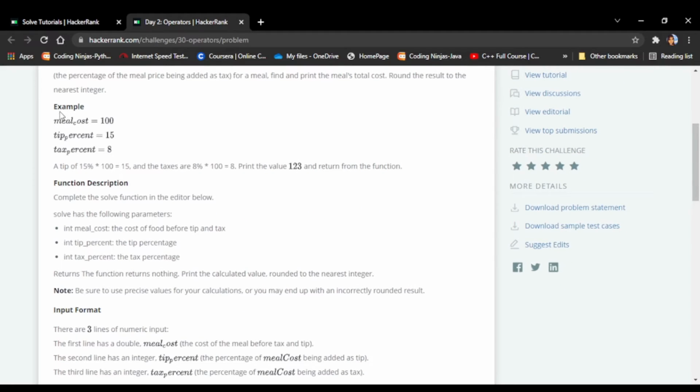So it's given an example. Let's assume that the meal cost is 100, tip percent is 15, tax percent is 8, and so a tip of 15% of 100 equals 15 and the taxes are 8% of 100 equals 8. And then print the value 123 and return from the function.